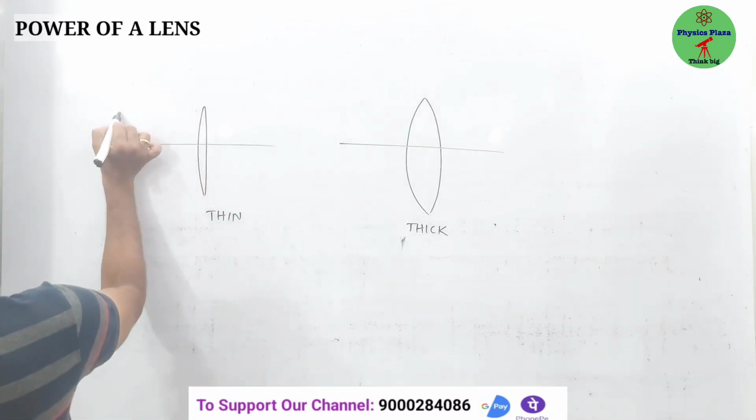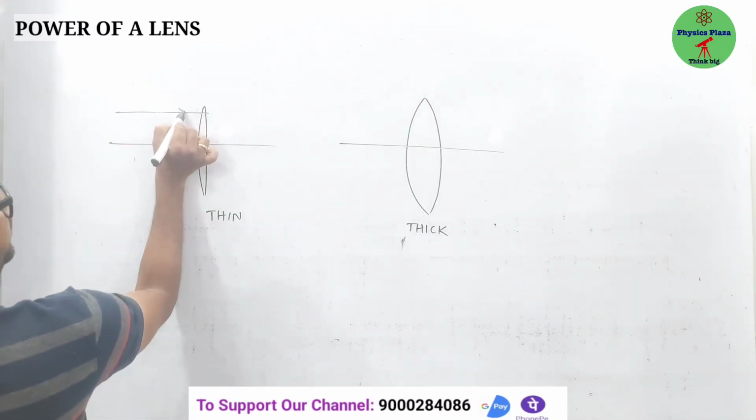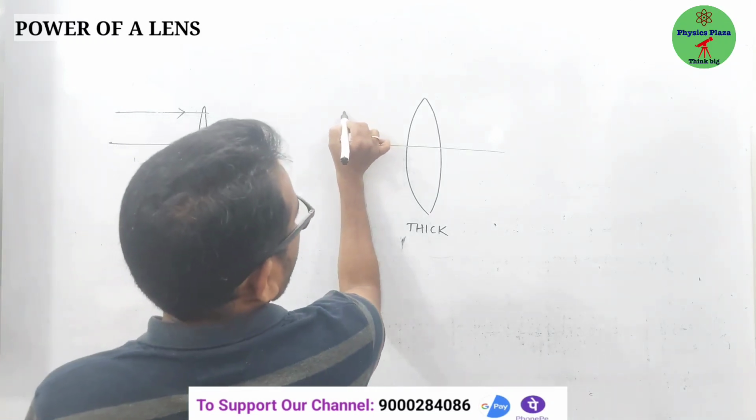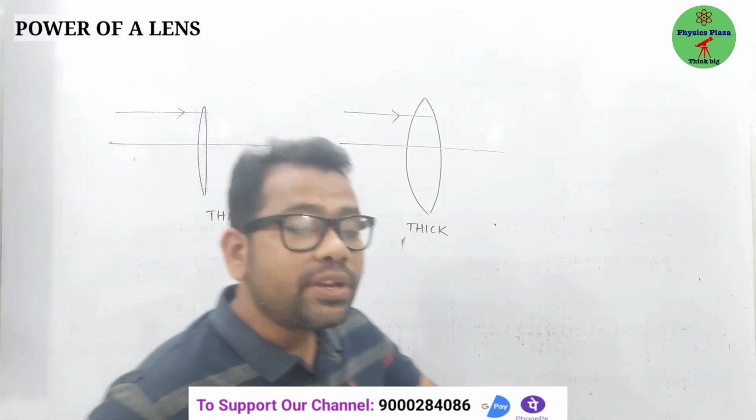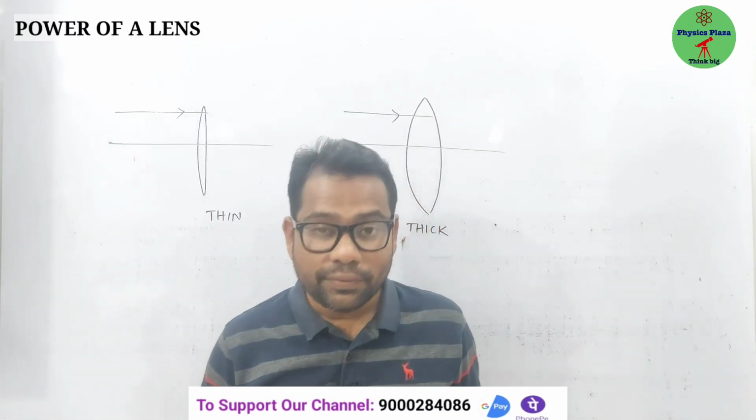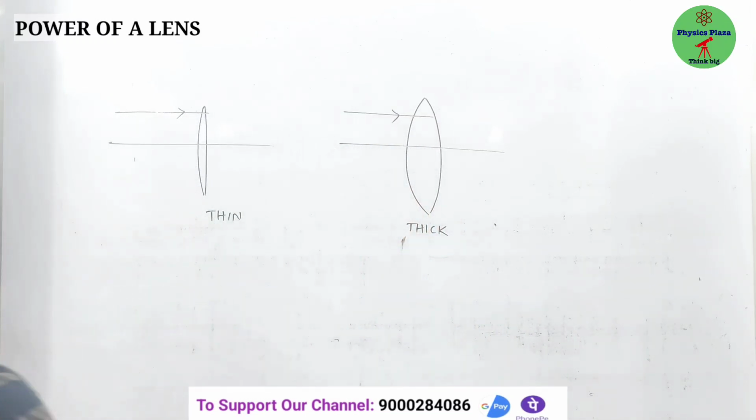Fine. Let us say the same light rays at the same height are incident. So obviously what will happen, children? These light rays get converged, which means some deviation is produced. Deviation produced, very, very important.